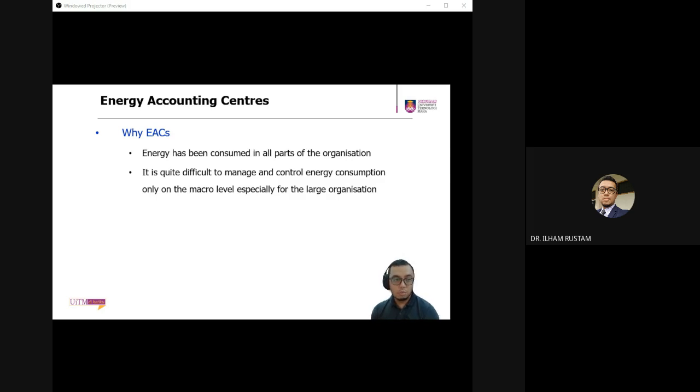Even though it's actually chapter 2, I already discussed it in chapter 1. So that's macro. That means you don't know the exact area which actually consumes the most out of your monthly electricity bill. So that is why we need EAC. EAC, basically, we break down the monthly electricity bill into smaller chunks so that we can identify which area we need to focus on more compared to the other. So that is why we need EAC. Okay.